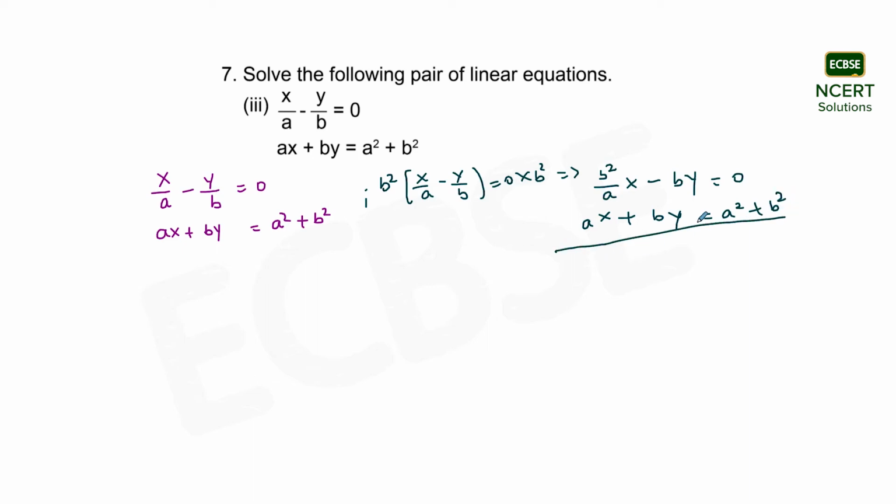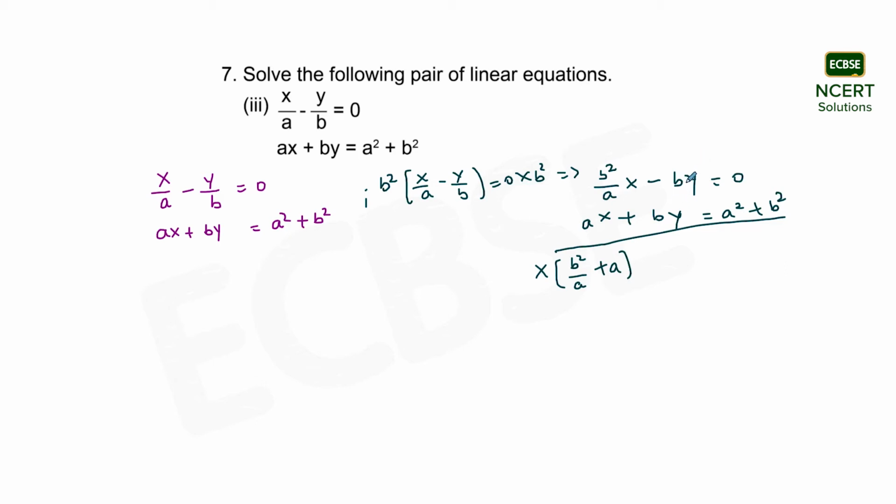Now what we can do next is add the first equation, which we have obtained by doing the mathematical calculation so that the numerical coefficient value of y is the same in both the equations. So on adding, I'll be getting x common, and I'll be adding these two coefficients. Here it will be b square by a plus a.